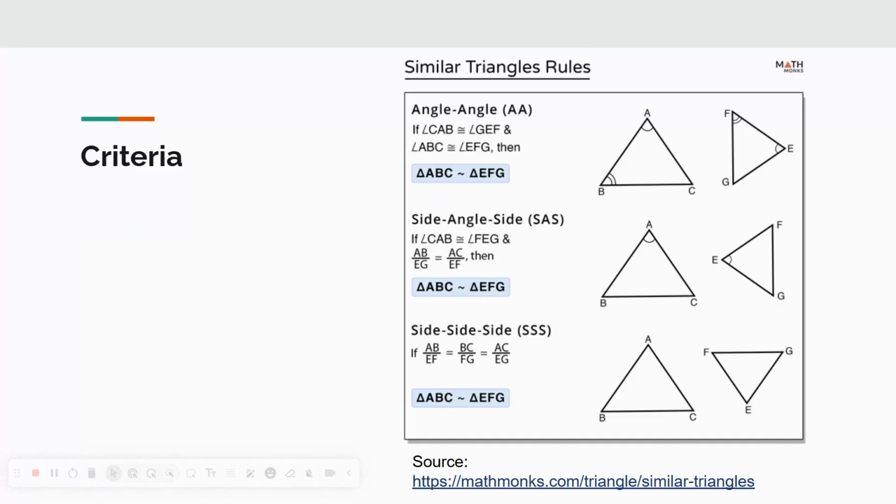The first criteria is the angle-angle rule. If we have two corresponding angles that are congruent, like B and F, and A and E, then we can say the two triangles are similar.